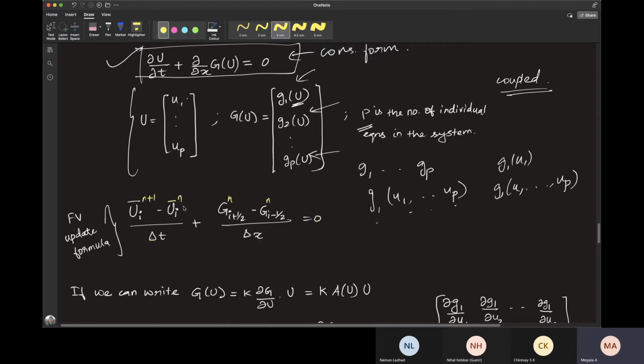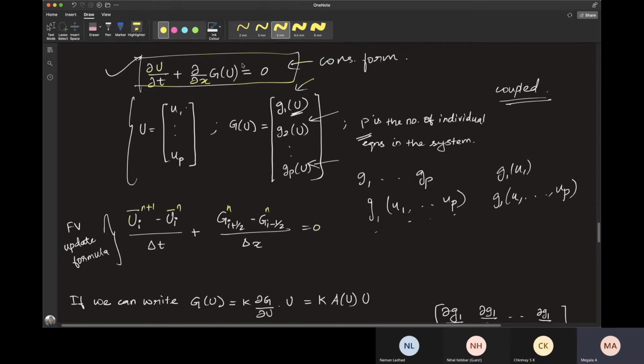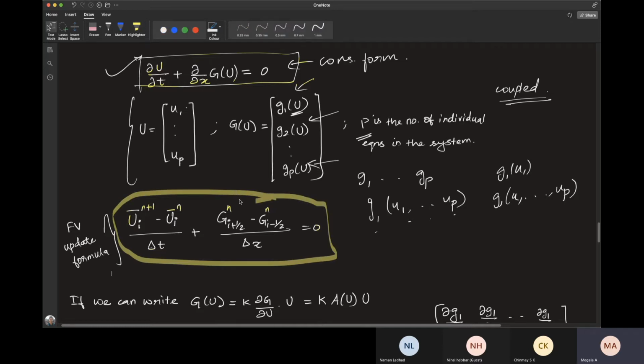If we have a physical domain and if we discretize the domain into cells, we can do this control volume analysis for each cell, and then we get back a finite volume update formula. So that's what is given here. We have this finite volume update formula for each cell in our physical domain. So this conservative form of the continuous equations has been discretized into this equation in the finite volume framework.